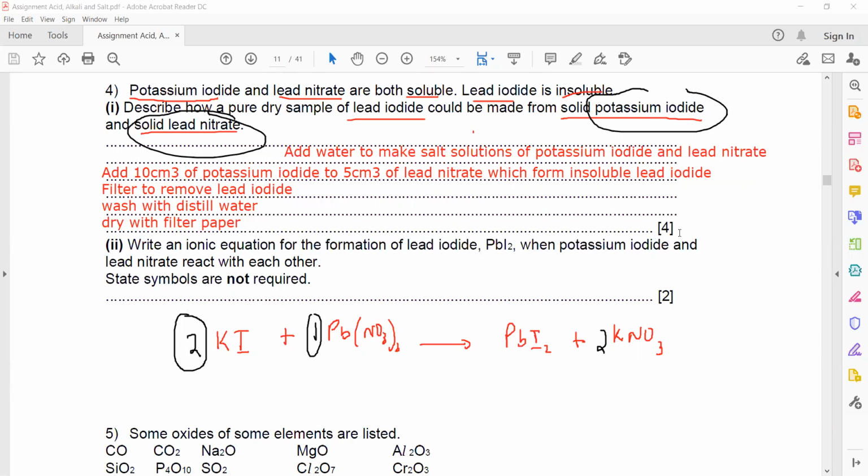Is it clear? This is how we prepare it. Only the first extra step is done in this one. What was the first extra step? Because it was solid, you should have a solution, not solid. Then write an ionic equation for formation of lead iodide when potassium iodide and lead nitrate are reacting with each other. State symbols are not required.